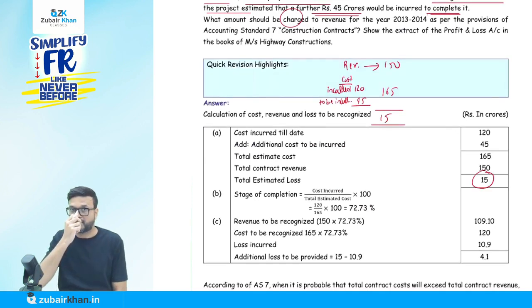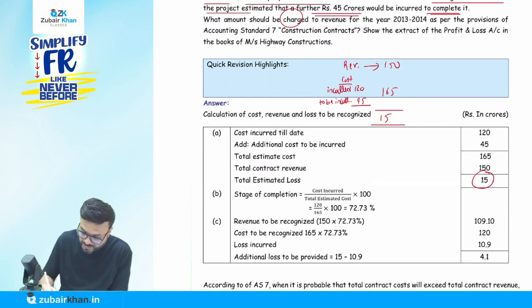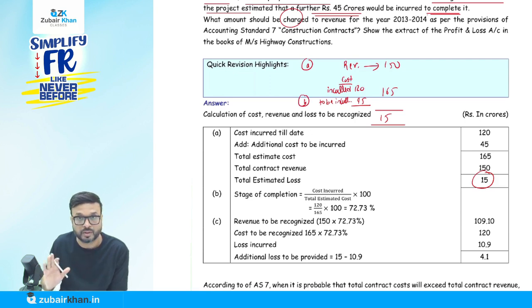But how to recognize that? First, we have calculated how much is the total loss. Revenue is already given there. So if I say revenue, this is point number A, point number B is the total loss we have.